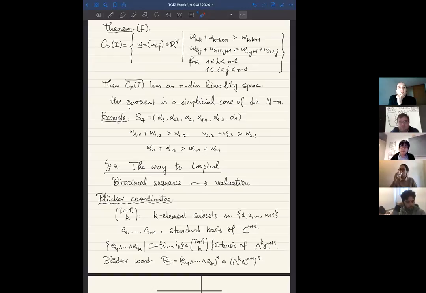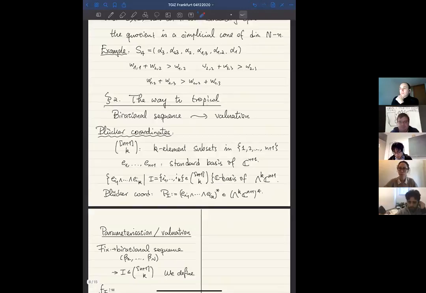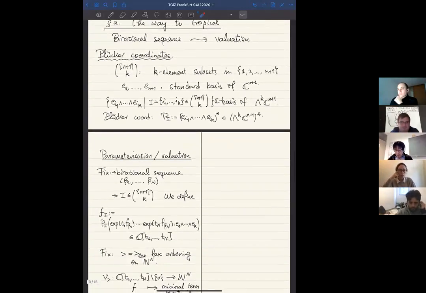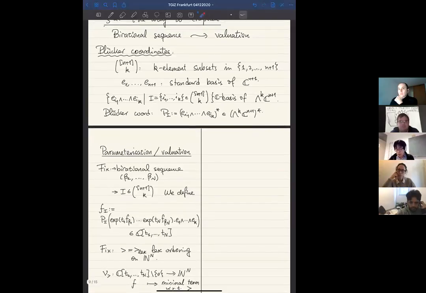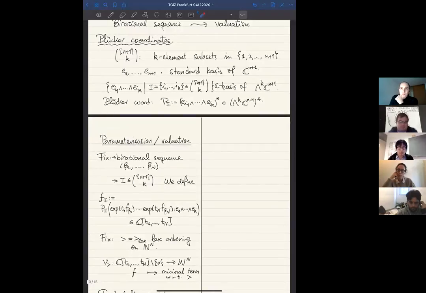So later, the idea of tropical flag variety is to give all these Plücker coordinates a degree. And now the degree is just a number. But as I said, the number is too arbitrary. So we don't really want a number. We want many numbers, and from these many numbers, we want to produce one number. This is somehow the idea of this evaluation. So I want to explain how to give Plücker coordinates many numbers, how to, from a birational sequence, give a rational parameterization of these Plücker coordinates.